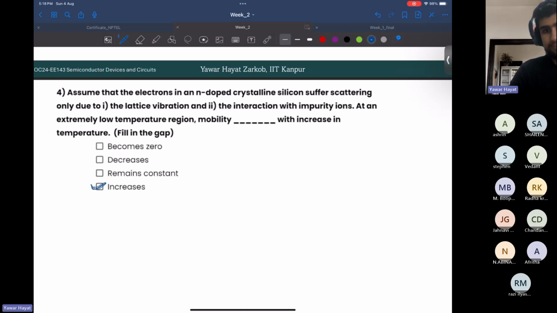Is this clear, or does anyone need further clarification on this one? Just let me know in the chat, or just type next and I'll move to the next question.